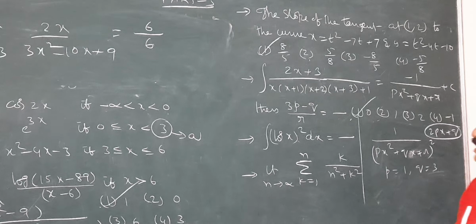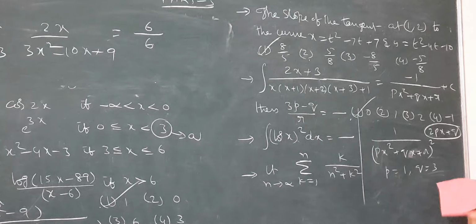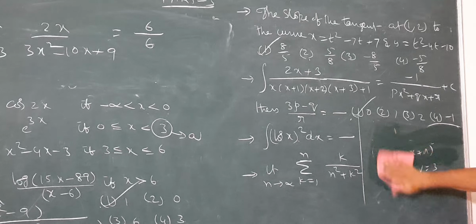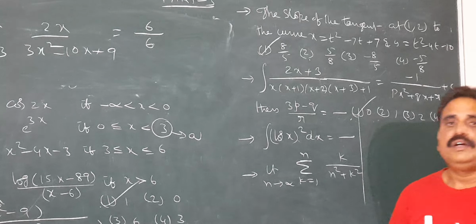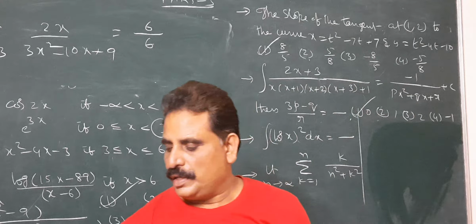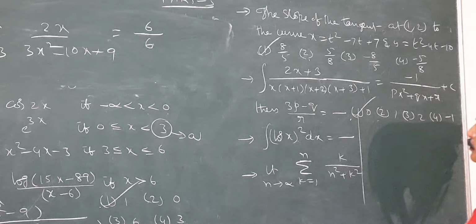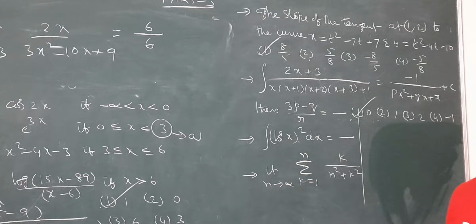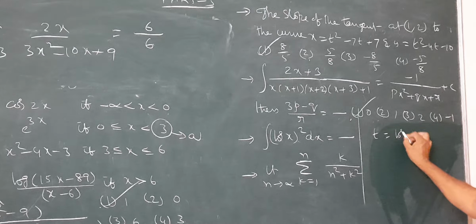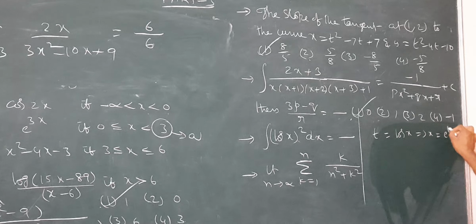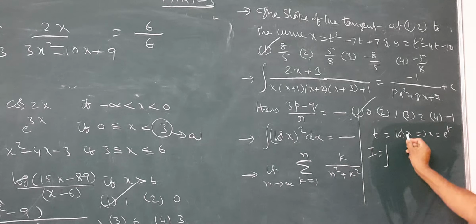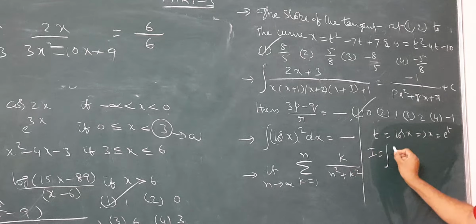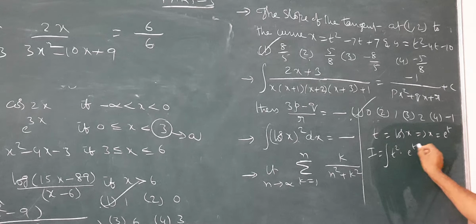Now, the integration of (log x) whole square. That type of question, (log x) whole power n, we can easily integrate. Take t equal to log x, which implies x equal to e power t. So the given integral becomes t square, since log x is t, and dx is e power t dt.